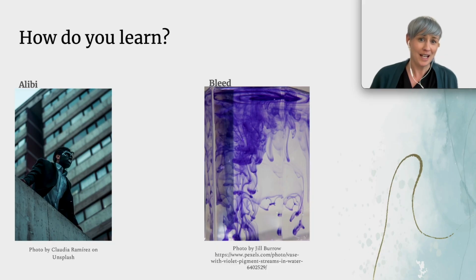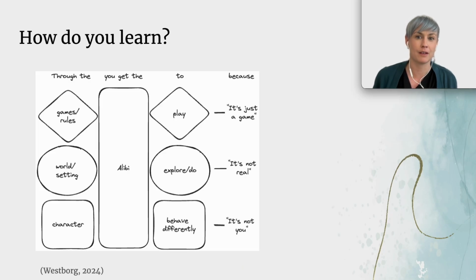And talking about alibi, I want to go slightly deeper into this. So I want to show you a model from my thesis that pinpoints some of these things and how the alibi works. So through the game, through the rules of the game, you get the alibi to play and to participate, because it's just a game. It's not for real, and then all of a sudden it's okay to do things in a different way, because it's just a game.